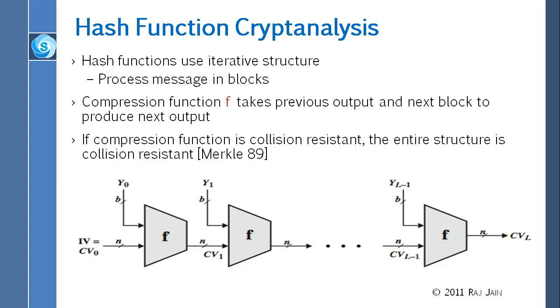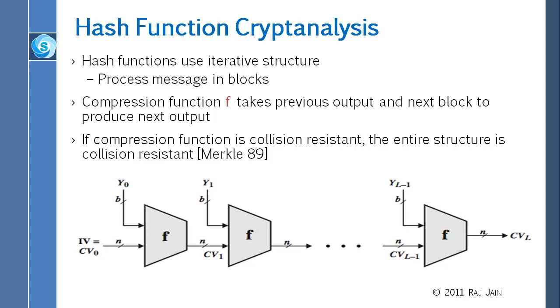So one of the things is the message. You take the message, break it into pieces. You take the initial value, IV, the initialization vector, and then combine them to produce something else, and then, just like we do the cipher text, go to the next, and the final thing is the hash. So this is called the compression function. F is called the compression function. It takes the previous output and the next block to produce the next output.